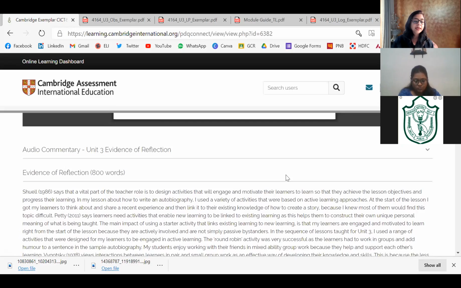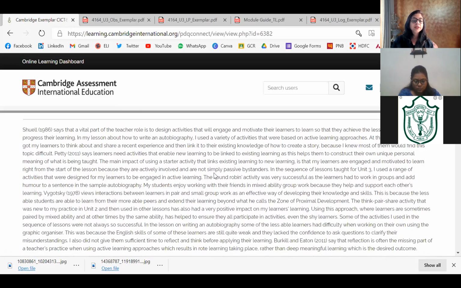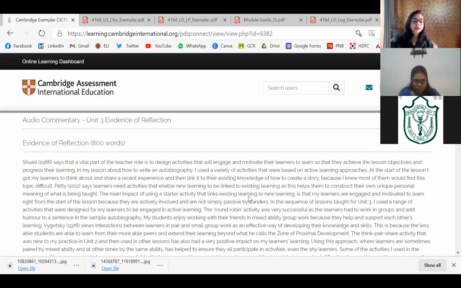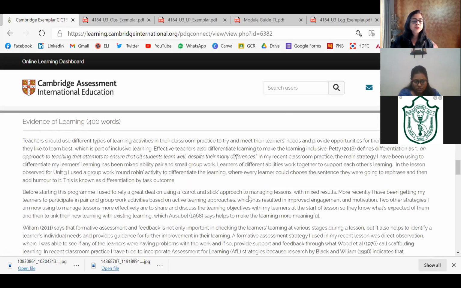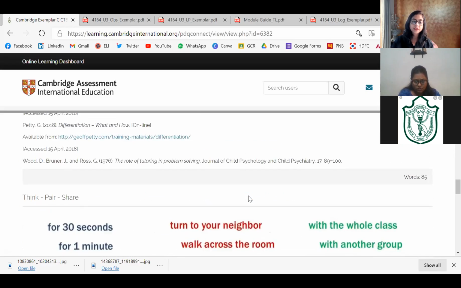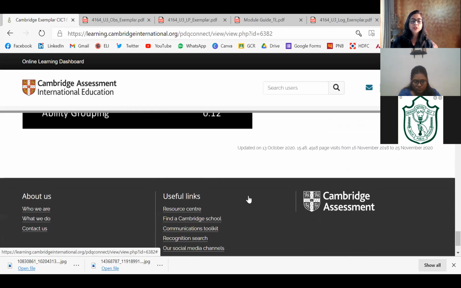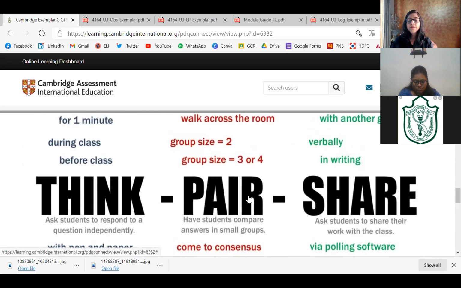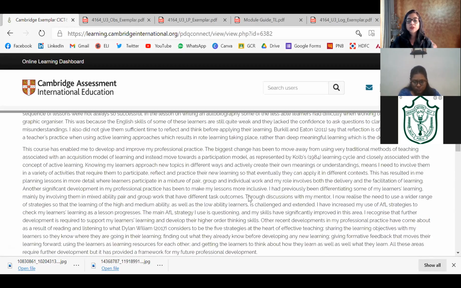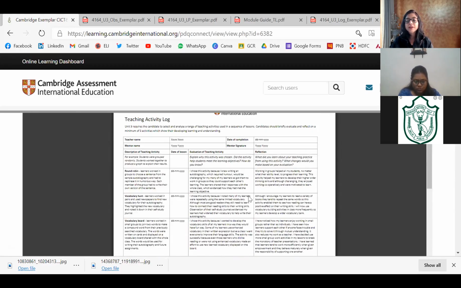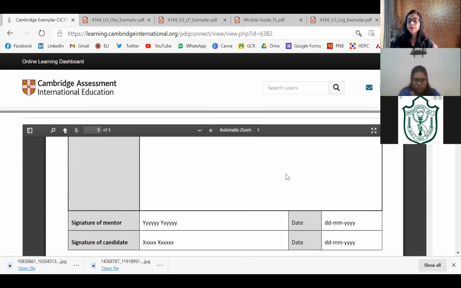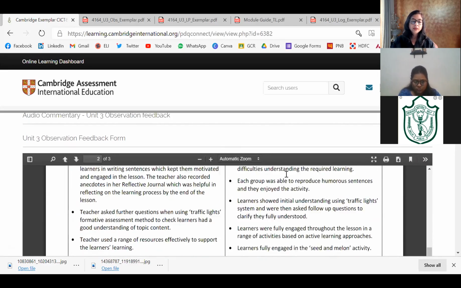Once you have done that, you will write the evidence of reflection, which will be 800 words, and then the evidence of learning, which is 400 words, right? And of course, you can attach any other pictures or images which you feel are related to this. But whatever you attach should be referenced in the document you are submitting.